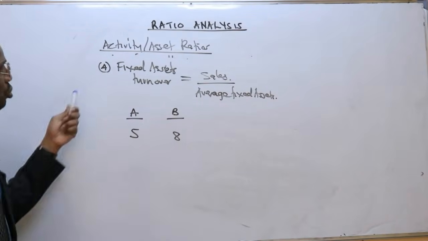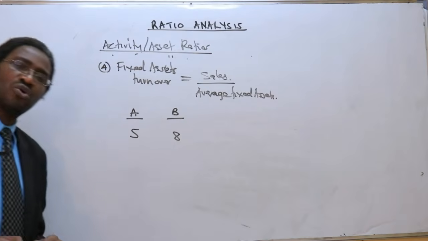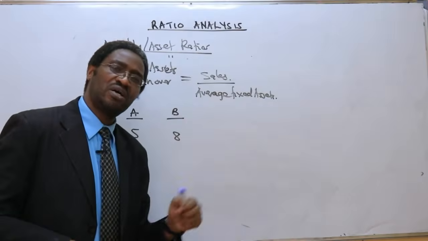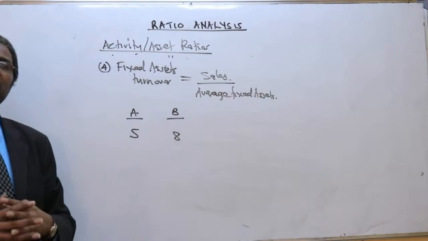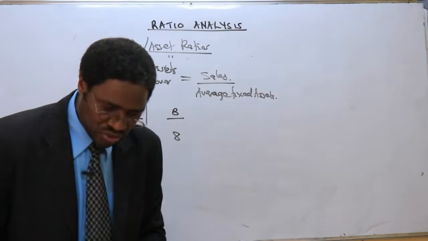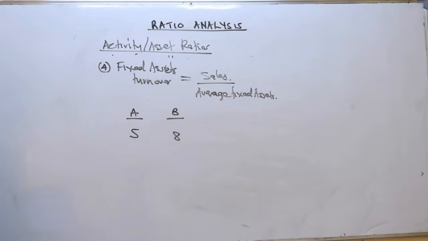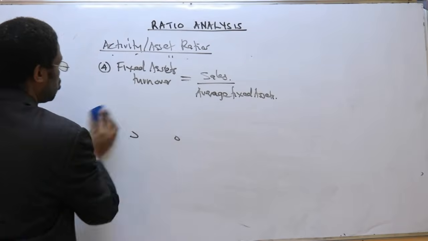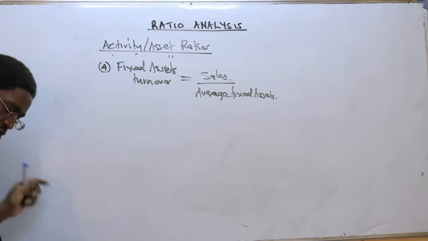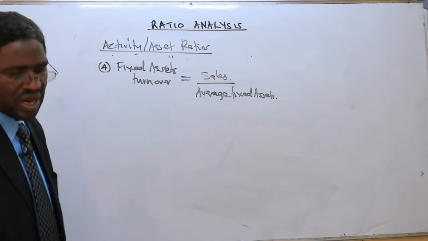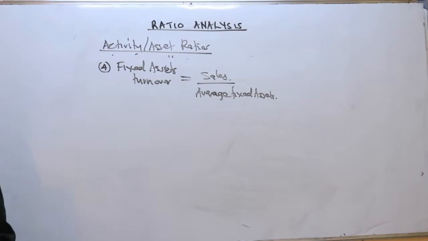So we can conclude by saying, the higher the ratio, the better the firm. So that's another ratio we call fixed assets turnover. For every shilling invested in the business as a fixed asset, it shows how much is able to generate as sales.